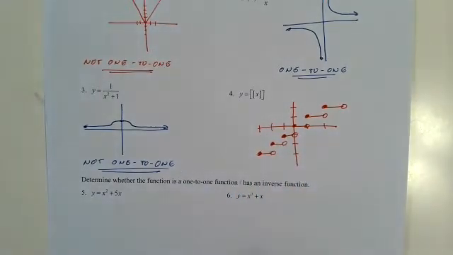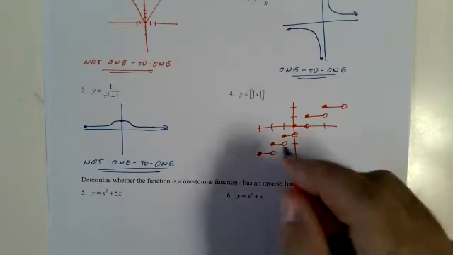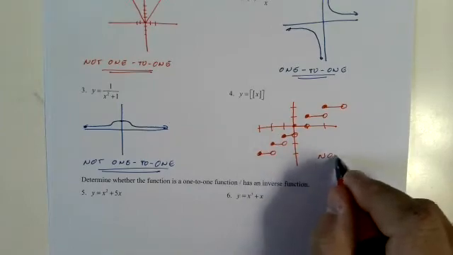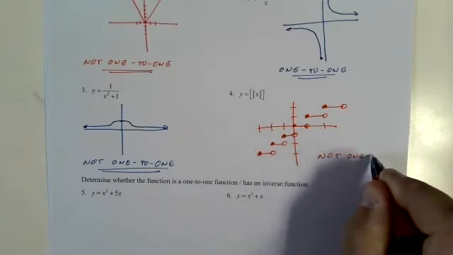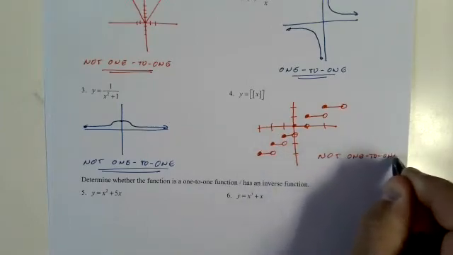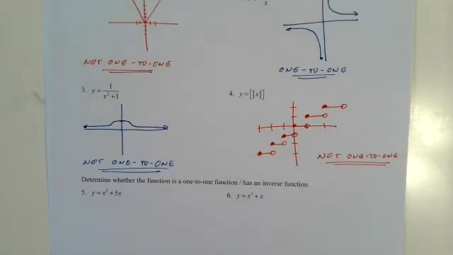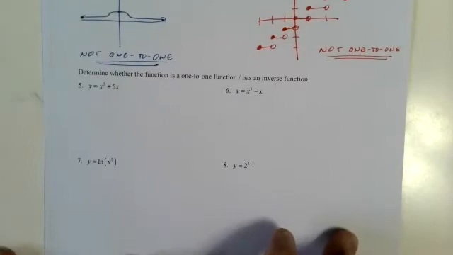All right, it's not a function because when you go horizontal, you actually hit this. Pardon me, not 1-to-1, it is a function. All these are functions. The question is, are they 1-to-1? All right, onwards.